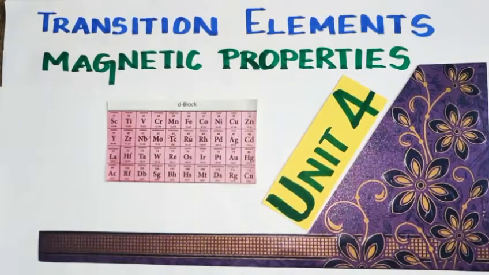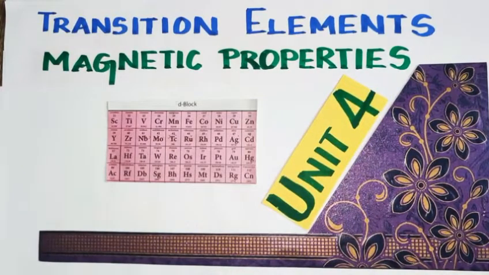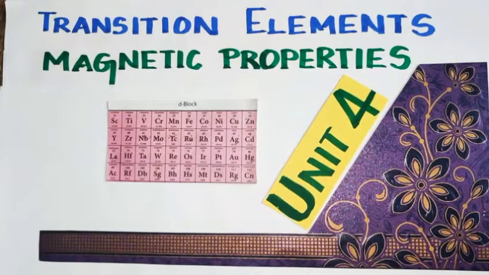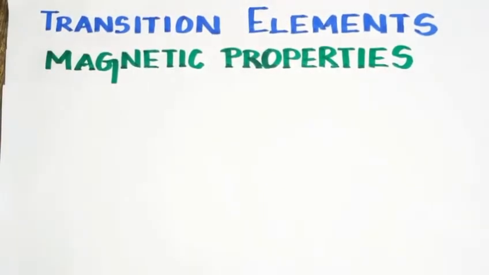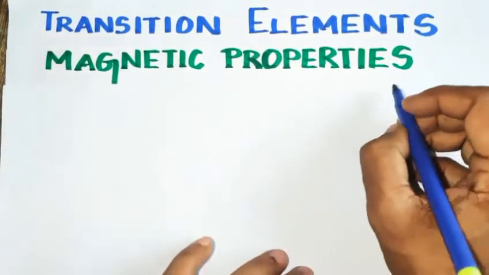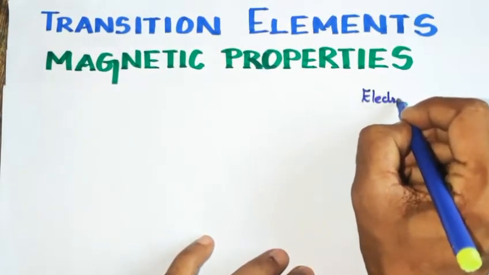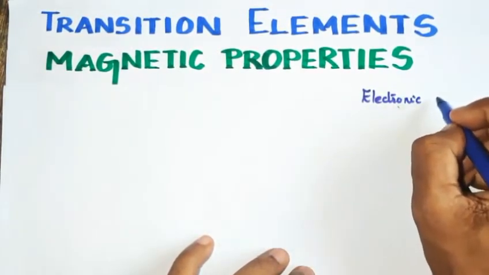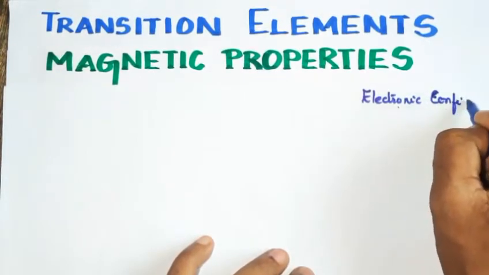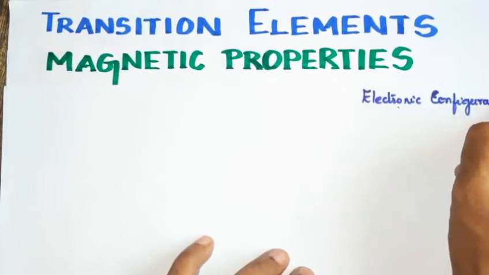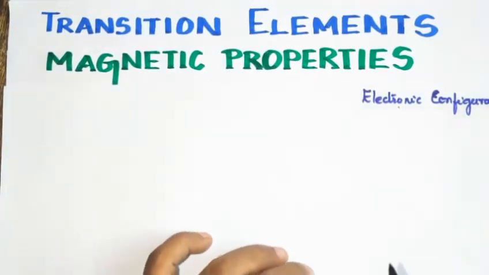In general, why does magnetic property come to a material? Now I will discuss it. The magnetic property is more related to the electronic configuration. So the magnetic properties depend on the elements, on their electronic configuration.